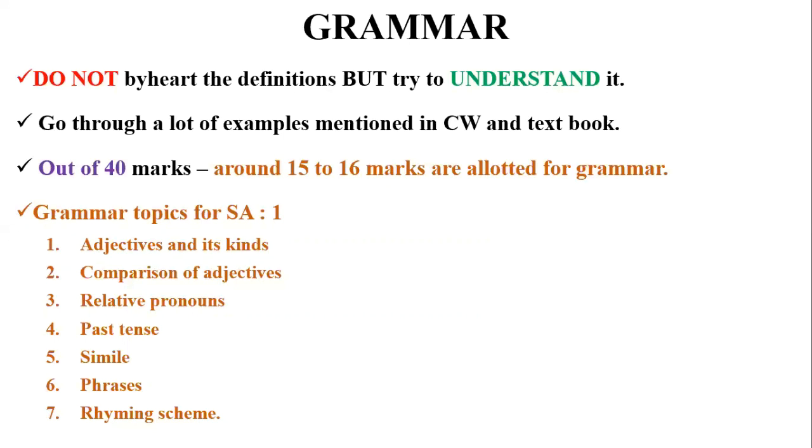Out of 40 marks, 15 to 16 marks are allotted for grammar. So you know the importance, right? Meanings carry 10 to 11 marks out of 40 if you learn the meanings thoroughly. And the rest, 15 to 16 marks, you can easily score if you're thorough with grammar. So around 27 to 30 marks are already done.